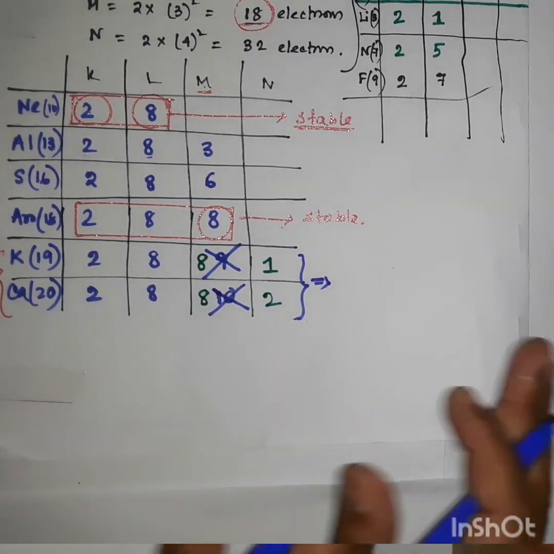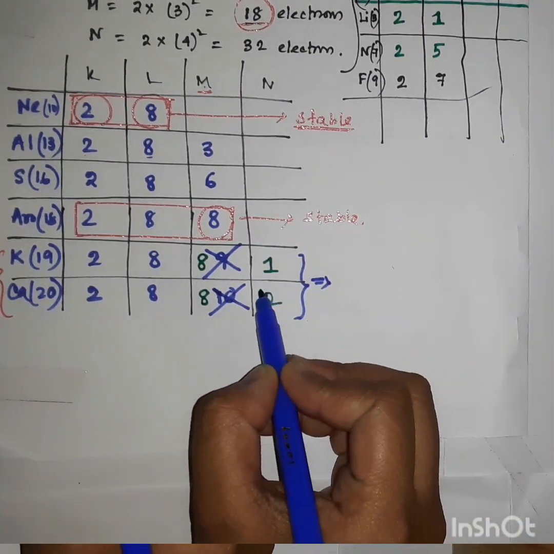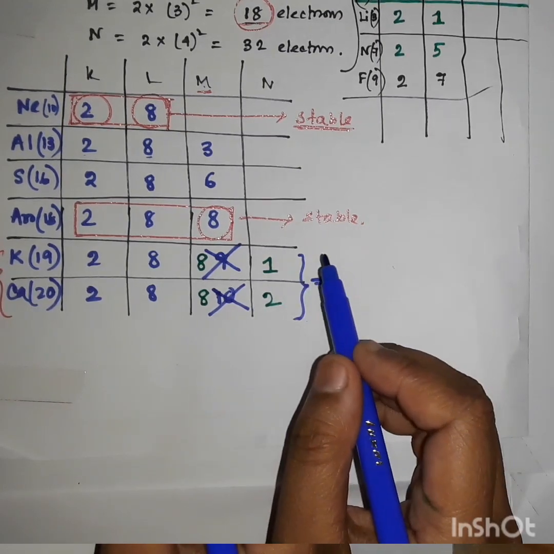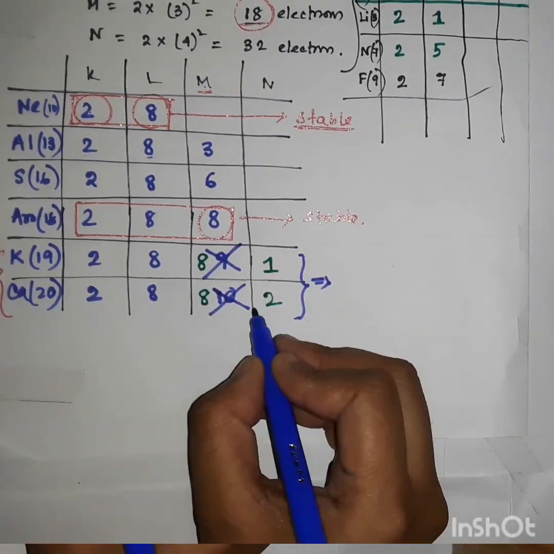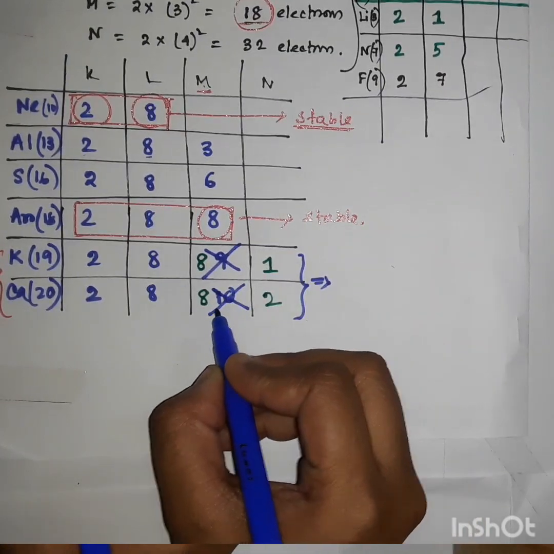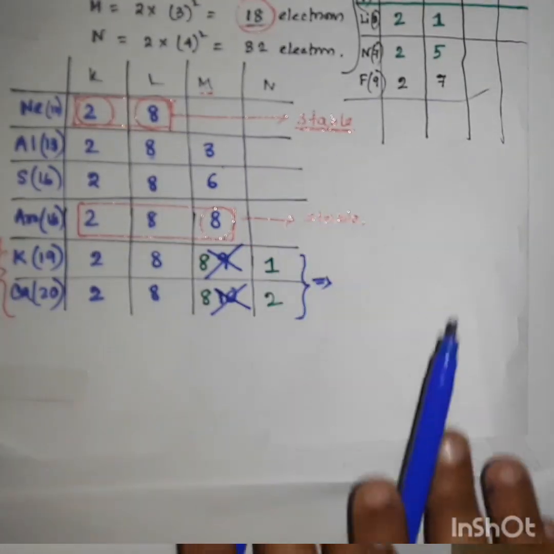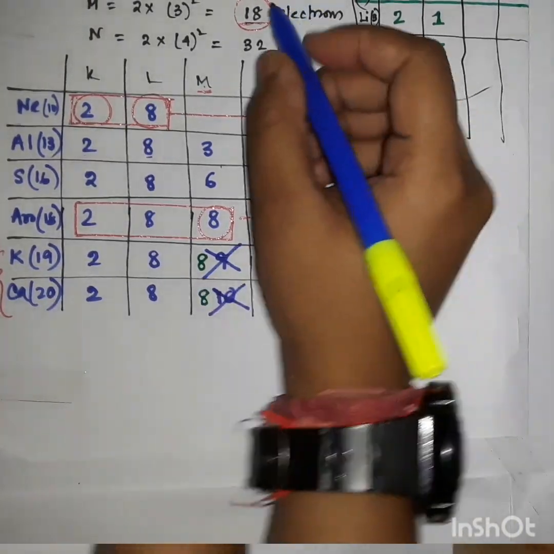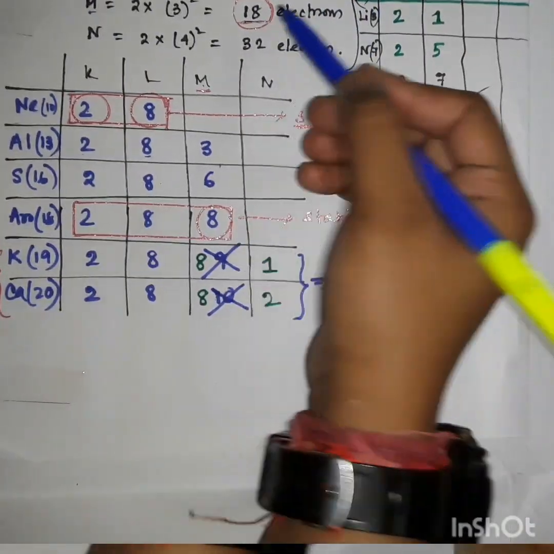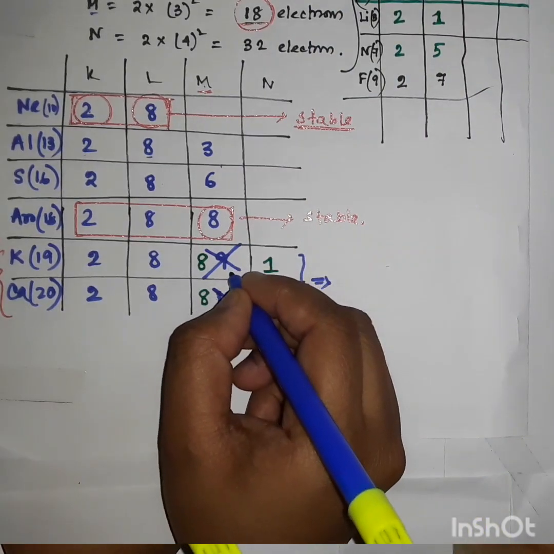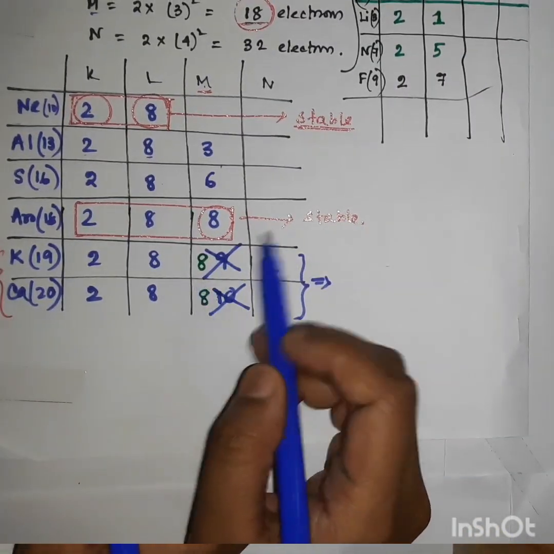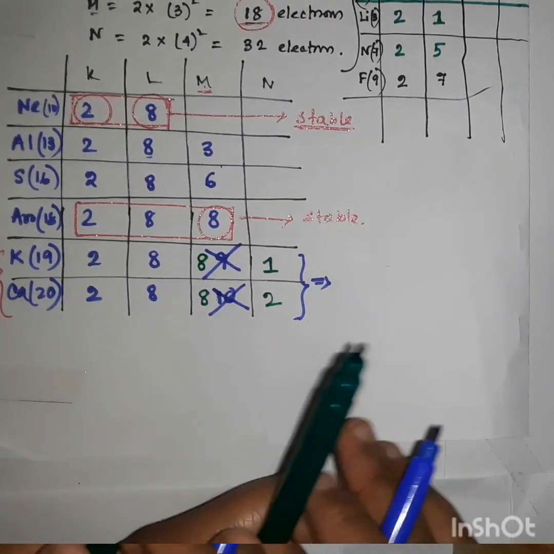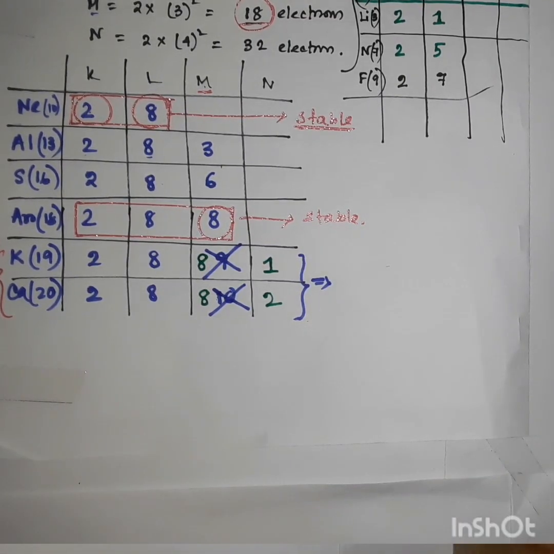How? It is further concluded that the second last orbit, that is the orbit coming before the last orbit, cannot take more than 8 electrons. That is, the second last orbit can take a maximum of 8 electrons. That's why, as the capacity of the M orbit may be 18, we could easily put 9 electrons here. But as it is the second last orbit, it cannot take more than 8 electrons. Okay, so this is all about the electronic configuration.